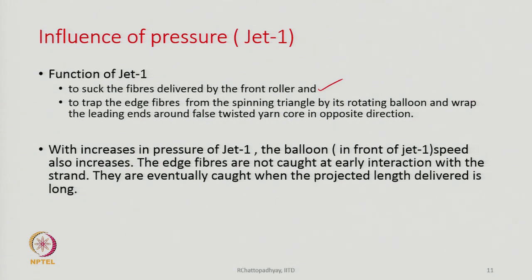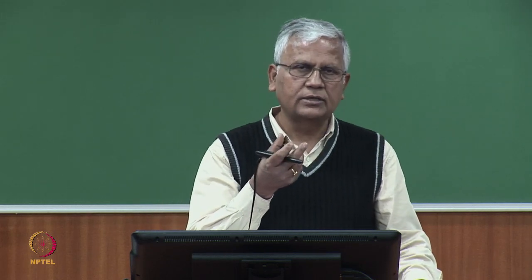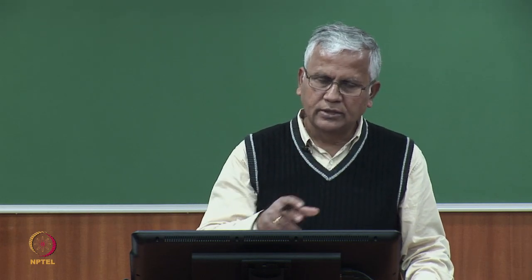and that fall in pressure, or negative pressure, will pull the fibers from the nip of the front drafting rollers to the inlet of the jet. The fibers are drawn by the suction created because of the vortex flowing through the central part of the jet, which forces them to enter the central channel, where the vortex exists, and the vortex is going to turn this bundle of fibers.